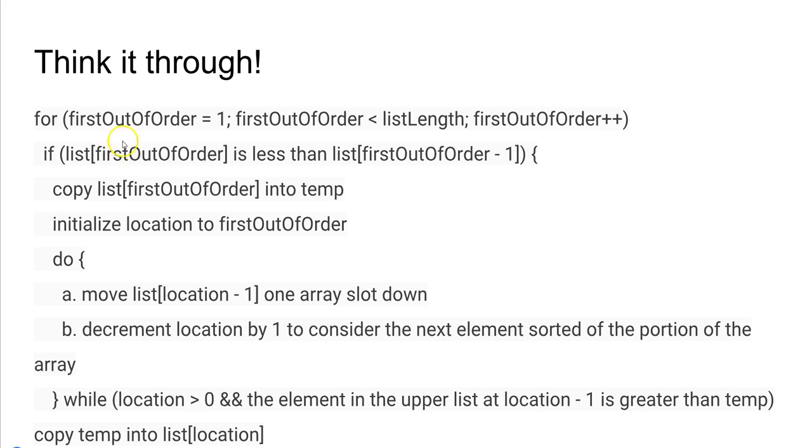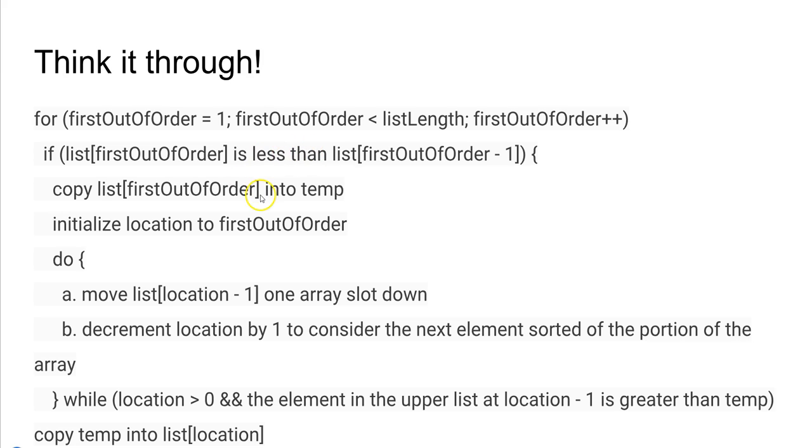And now, first thing I do is, if this element now is less than the one before it, then I know I'm out of order, I need to swap. Notice first out of order, that's the one that's incrementing all the way to the end. This first out of order minus 1 means that's the one to the left side of it, okay? Which is the 0th element at the first time through the loop. So this is the test for, is something out of order?